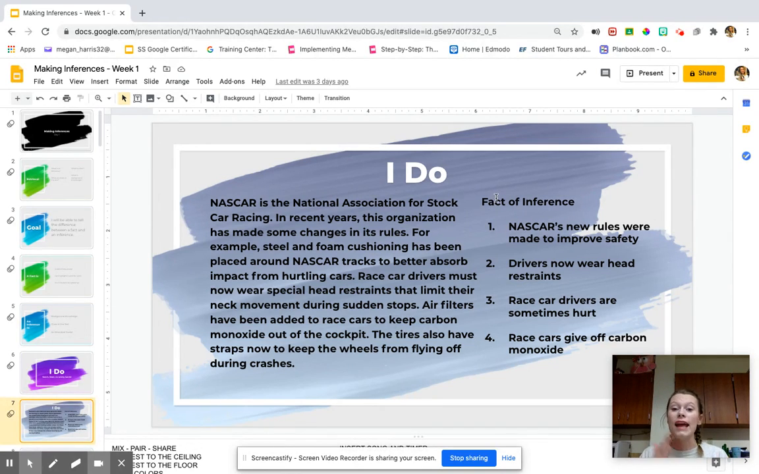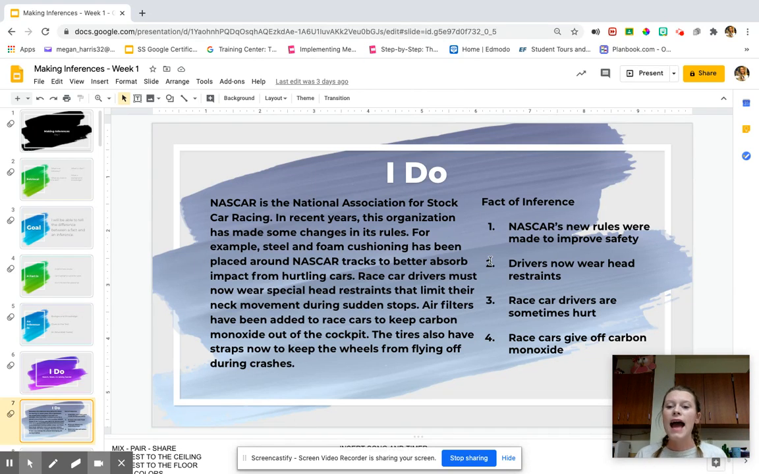Remember, facts are right there, word for word. I'm going to be able to underline it, highlight it, whatever it is that I need to do. I can find it because it's word for word. If it's an inference, I'm going to have to do a little bit more work. I'm going to have to look at the words, but then I'm going to have to really think about them and I have to make a little bit of a guess. Okay? So I'm just going to do the first 2 for you and then you're going to do 3 and 4 with me. So here we go.